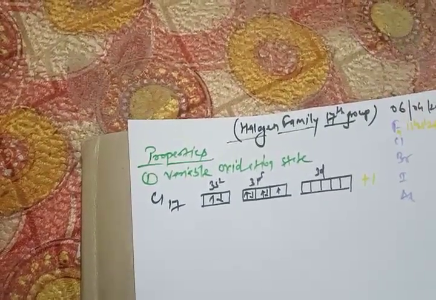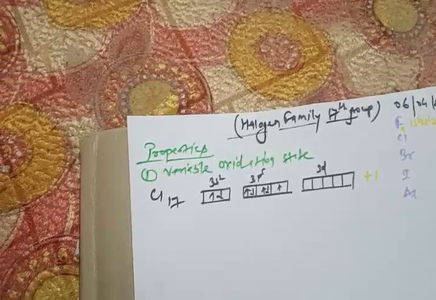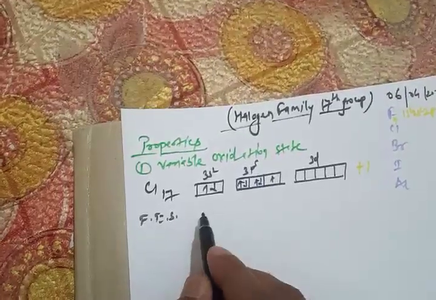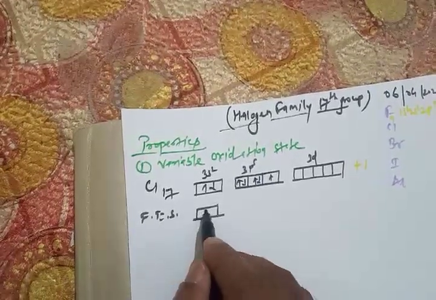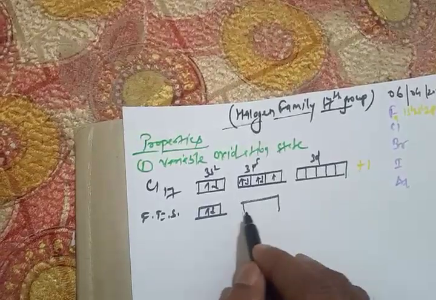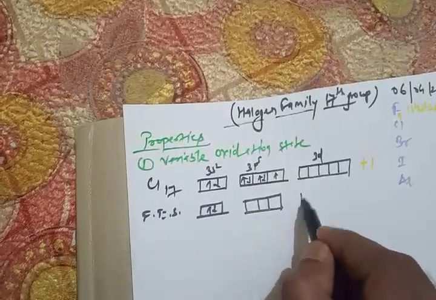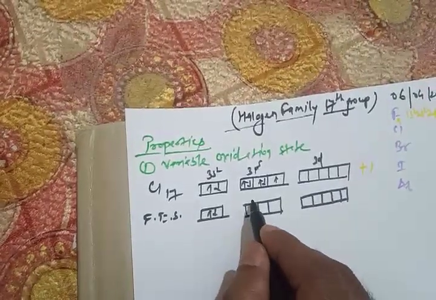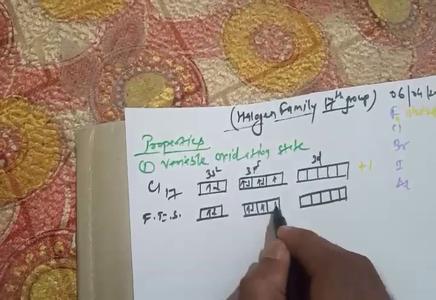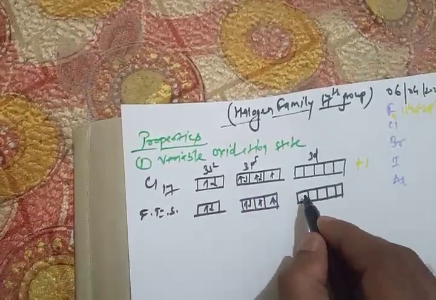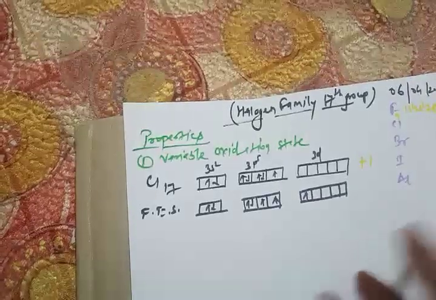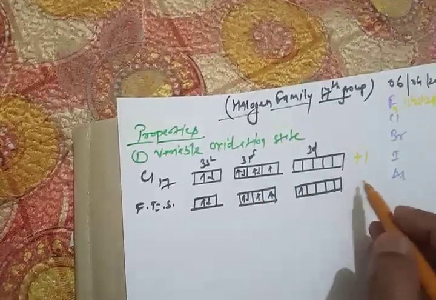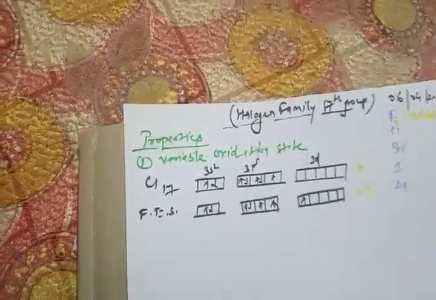Then for the first excited state, what will happen? The paired electron from the p orbital, one of the electrons from the p orbital will jump to the d orbital. So here we have a paired electron, and one of the electrons will shift to here. This is called the first excited state. In this case we have 1, 2, and 3 unpaired electrons, so this will show the +3 oxidation state.